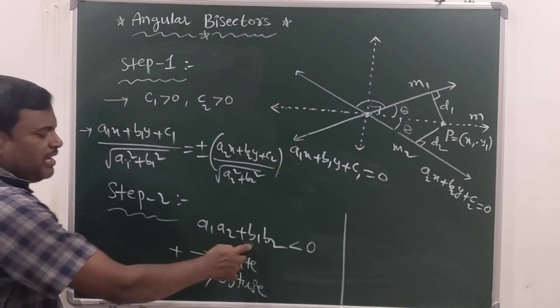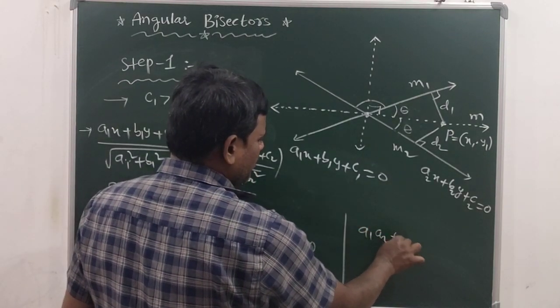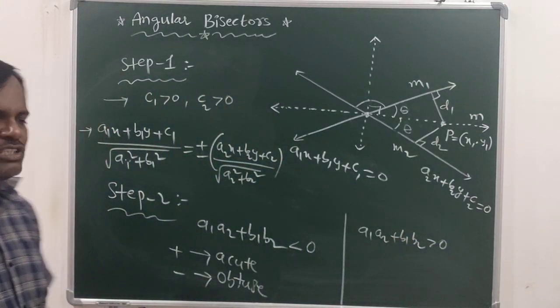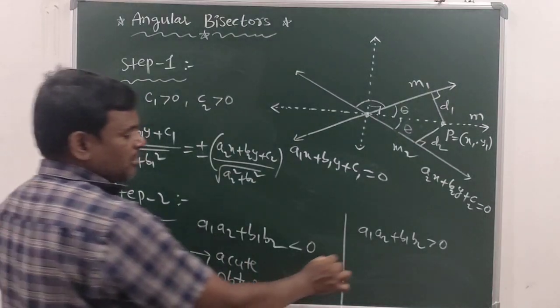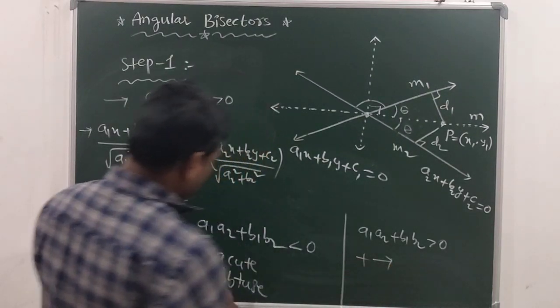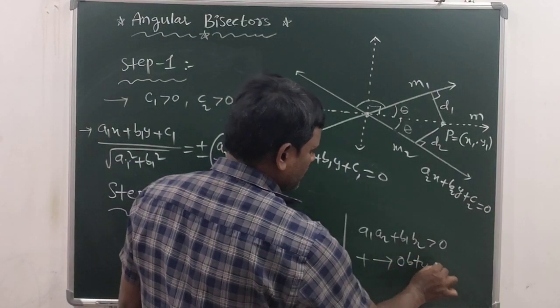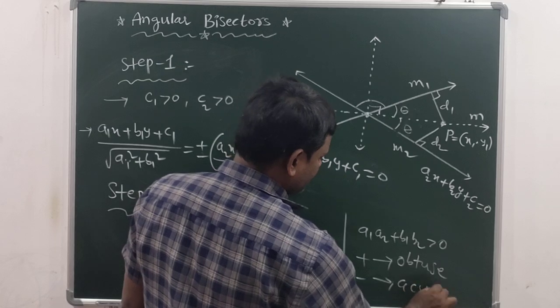Okay. But here it need not always be negative. It may be positive. A1 A2 plus B1 B2 may be positive. If it is positive, students, then here this plus represents the obtuse angle bisector, reverse to this. So this minus indicates the acute angle bisector.